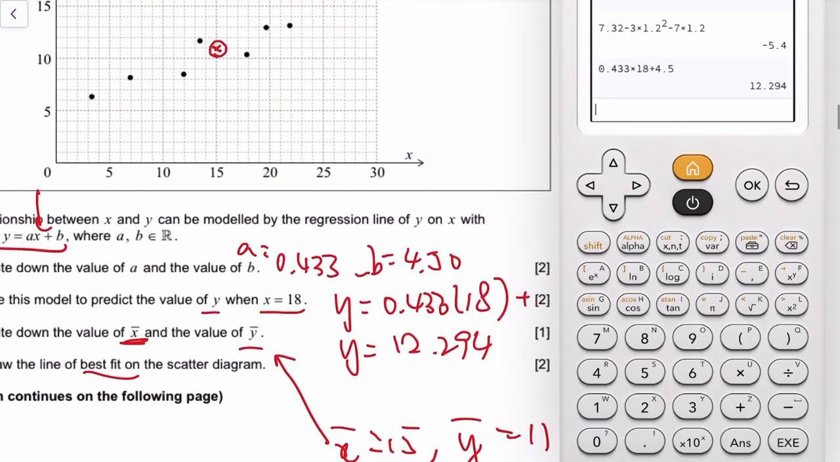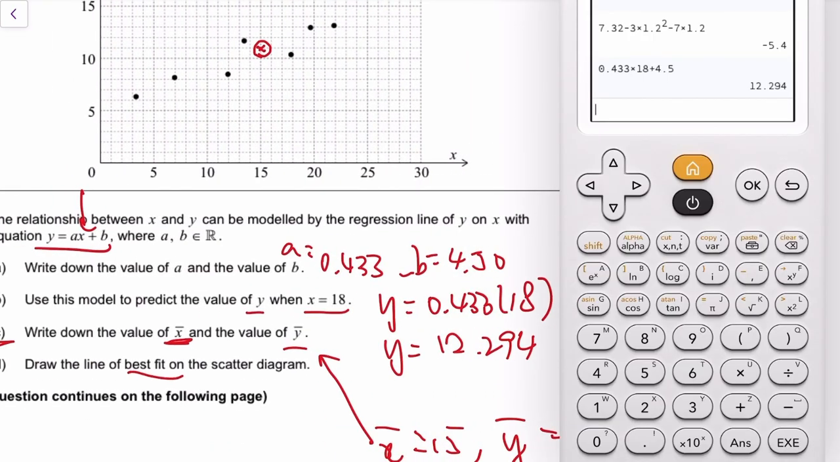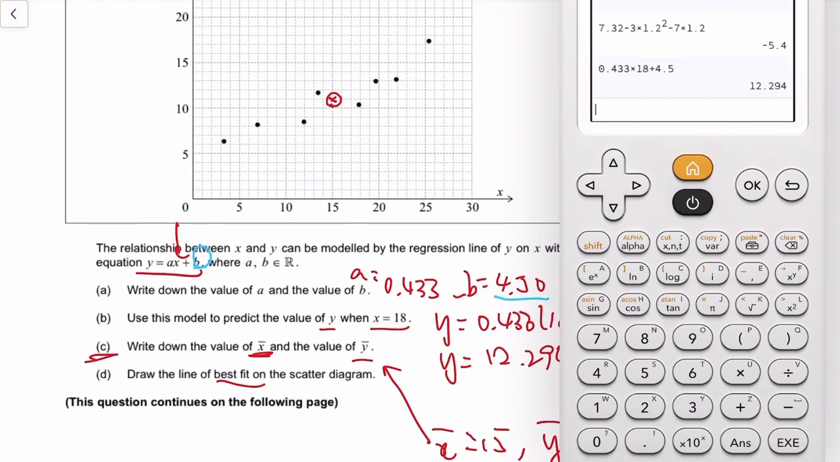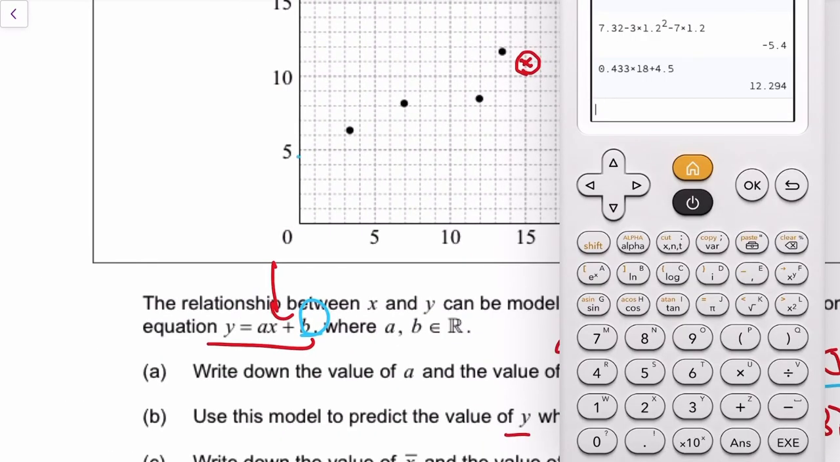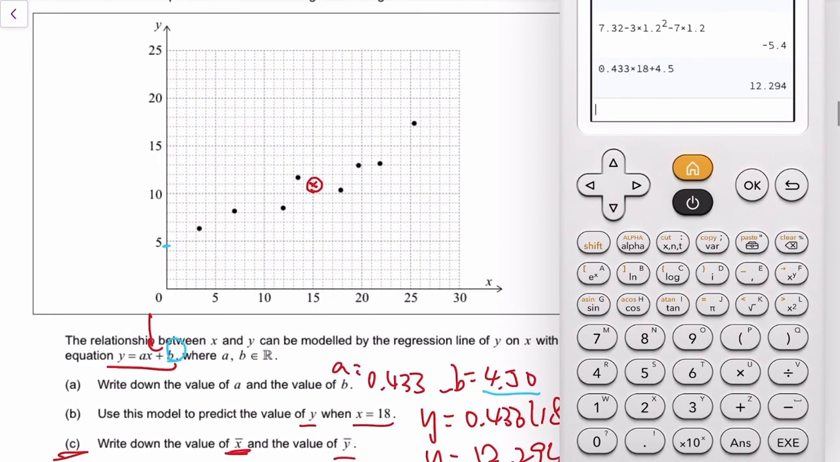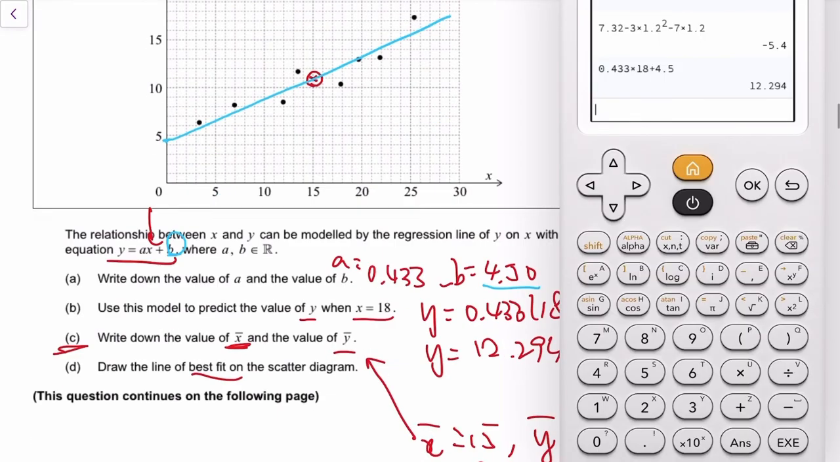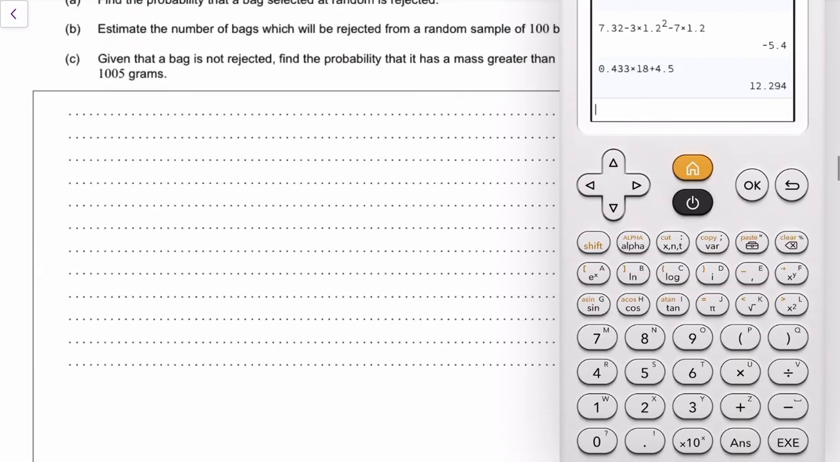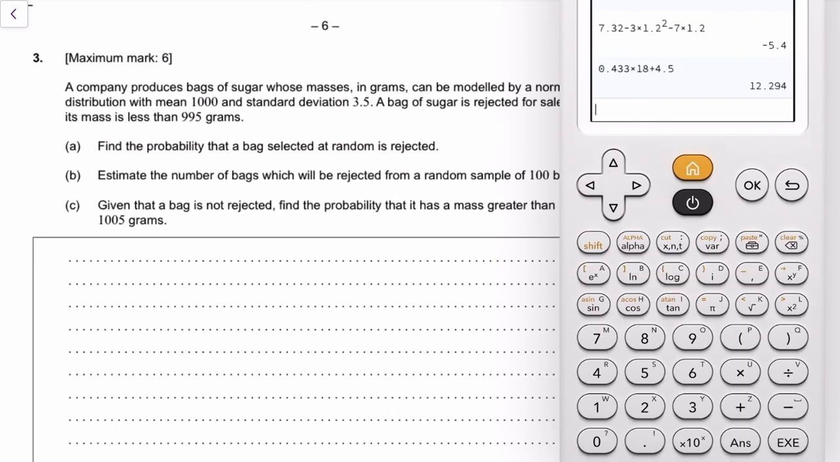Another point we will use is b, 4.5, which is the y-intercept of the line. So the y-intercept is 4.5, like here. And then you were supposed to use a ruler. I'm lazy. And you join the y-intercept and the mean. That would be the best way of drawing the line of best fit. Okay, let's keep going.